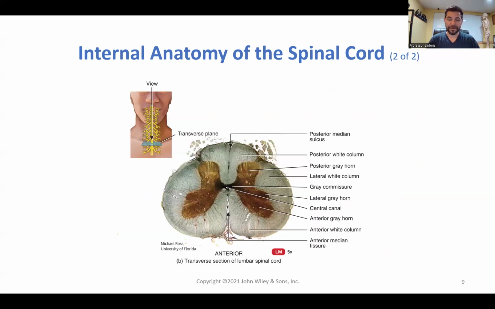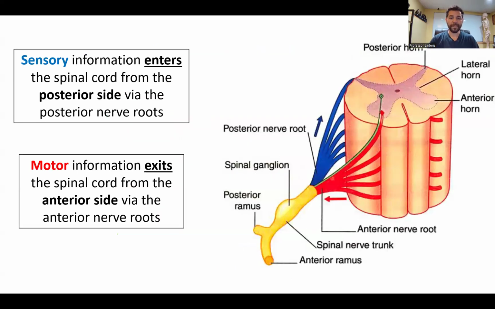This is showing you an actual picture of the spinal cord, highlighting the same stuff that we talked about, comparing the gray matter versus the white matter and the horns and the posterior median sulcus and the anterior median fissure, the central canal, and all those things. Just looking at a cross section. We talked about this, but I like this picture because it's a little bit simpler.